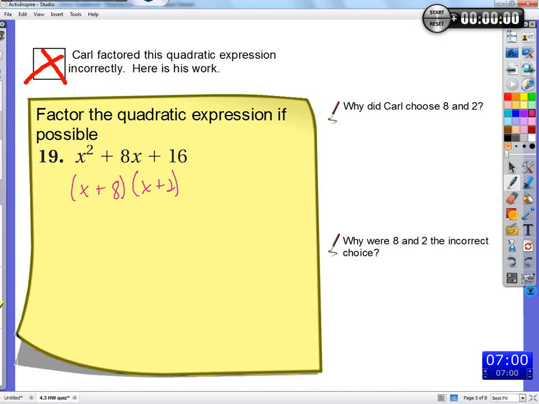So, why did Carl choose 8 and 2? That's what I want you to tell me. Well, Carl's not here, so we don't know. A different Carl chose 8 and 2. Tell me what was his reasoning.